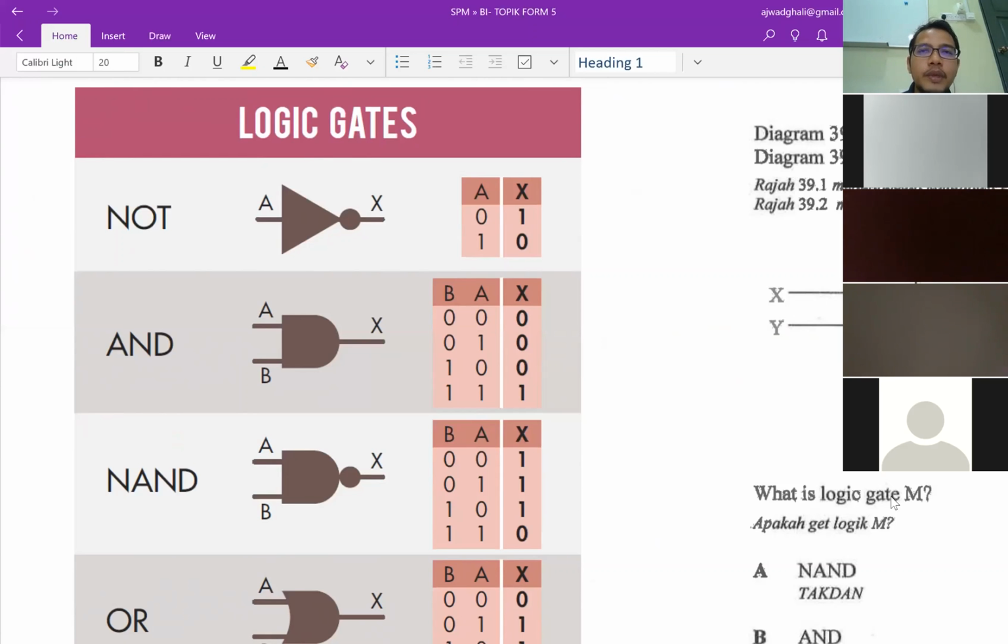And the door of a shopping complex is also a logic gate.